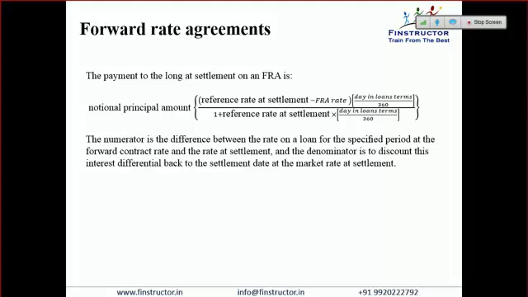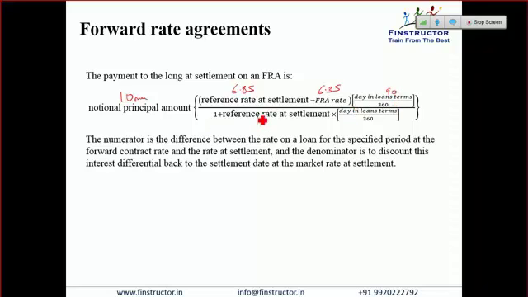So just to give you a formula, you don't need to remember the formula, but you can say that the payment to the long at settlement will be given as the notional principal amount, that is the $10 million, into the reference rate at settlement minus the FRA rate. So the reference rate at settlement was 6.85, the FRA rate was 6.35, if I'm not mistaken. That was 6.35, into the days in the loan terms upon 360, that is 90 by 360.